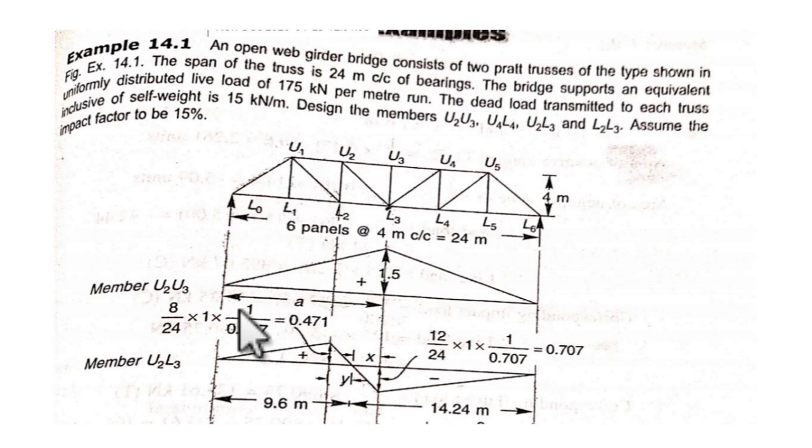So cosec theta, cosec 45 degree, is 1 by 0.707. So for any diagonal members, you will have this ILD component into the cosec component. This gives you 0.471. Similarly, for this component, this side is 12, this side is 12 and this side is also 12. So 12 by 12 into 1 cosec 45 degree. This is given as 0.707. So here you find the ordinates of these two.